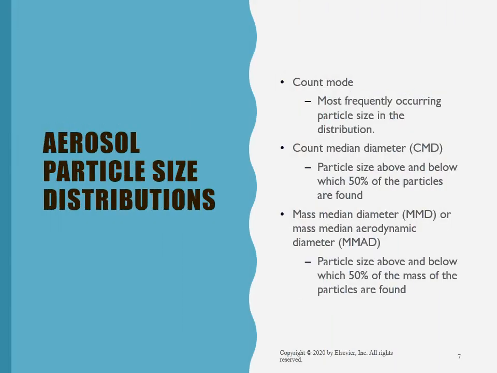So let's talk about count mode. Count mode is the most frequently occurring particle size in a range or distribution of particles. Count median diameter is the particle size above and below which half of the particles are found. The mass median diameter is again the particle size above and below which 50% of the mass of the particles are found.